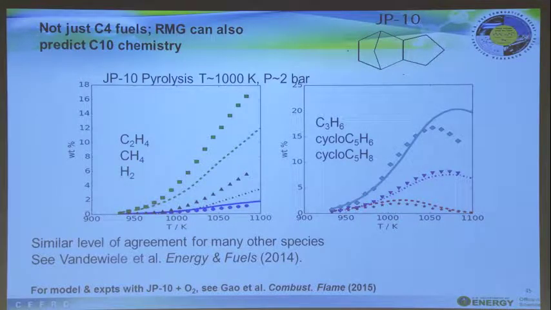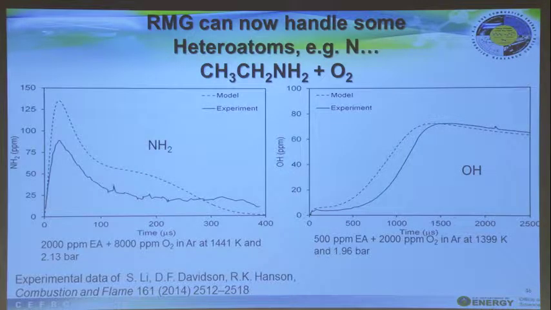Tricyclic is intrinsically three-dimensional. We're representing it as two-dimensional, and this has some problems. But anyway, we did the best we could do, and it's okay. We also did oxidation and combustion of JP10, another paper about that. And then just recently, we've been adding heteroatoms into RMG. So this is like the first test case of heteroatoms.